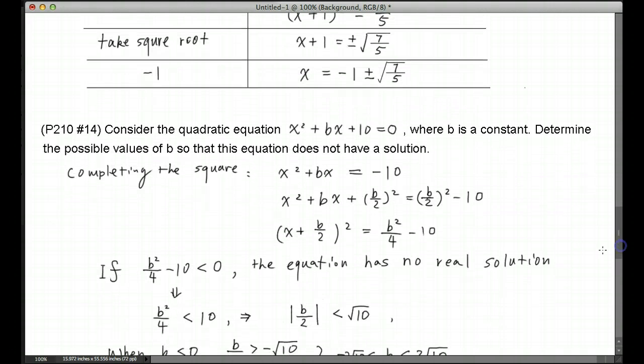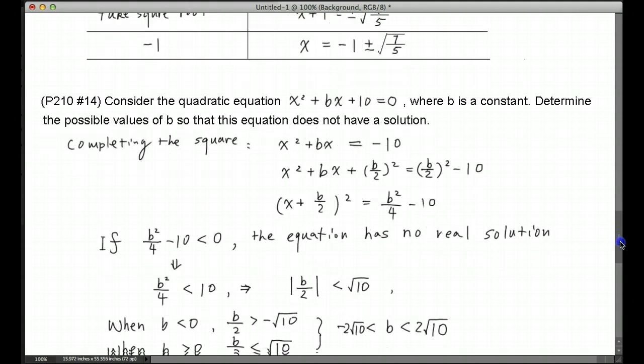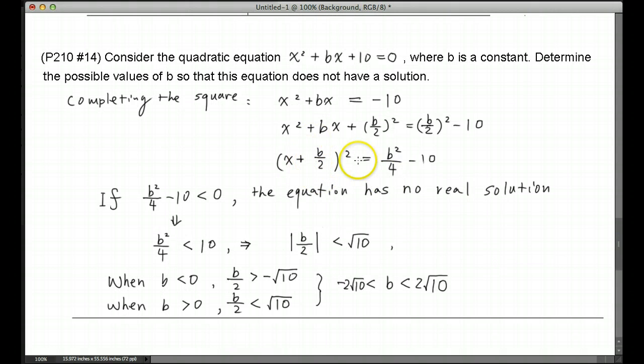And then you can see we don't even need to do the square root, because this side equals something squared, so it has to be greater than or equal to 0. And if the right side, b squared over 4 minus 10, is negative, right? Then the equation has no real solution. You can't have something squared equal something negative, right? It's impossible. And then we just focus on this and try to solve this inequality.